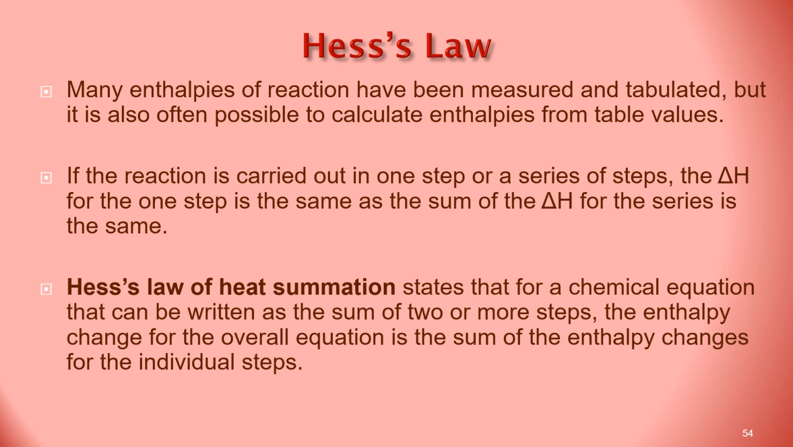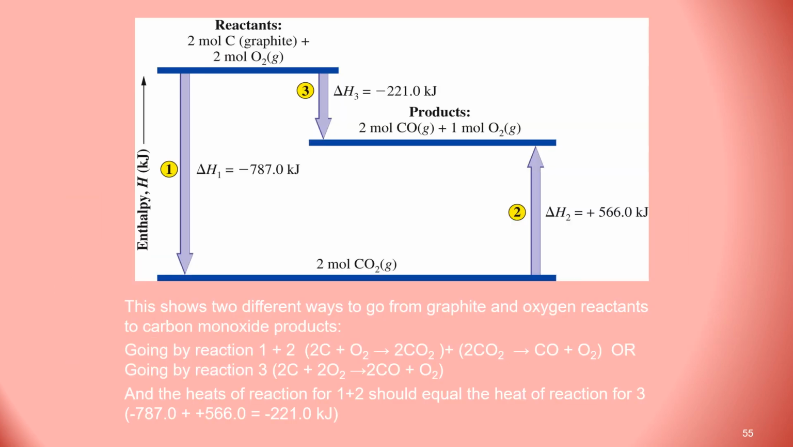Basically it says that if a chemical equation can be written as the sum of 2 or more steps, then we can add the enthalpy changes for each step together to get the overall enthalpy change. Here's a diagram showing what I'm talking about. We start with our reactants, which are 2 moles of carbon, graphite, and 2 moles of oxygen, and we're trying to form products, 2 moles of carbon monoxide and 1 mole of oxygen. There's a couple of ways we can do it.